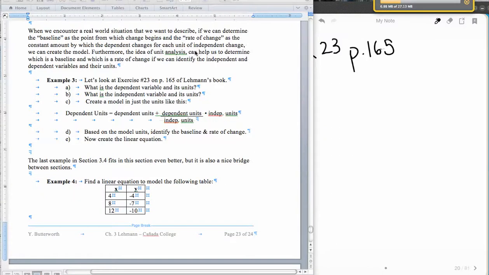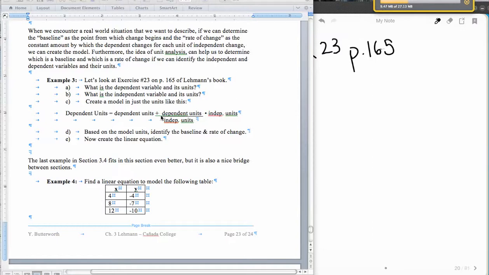Okay, this is our next mini lecture on section 3.5, and this time we're looking at an application problem. We are going to look at exercise number 23 of Lehman's book, and we're going to be looking for what the dependent variable is and its units, what the independent variable is and what its units are, and then we're going to create a model that shows us dependent equals baseline plus rate of change times the independent units.